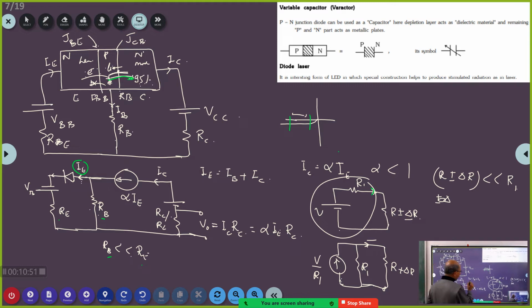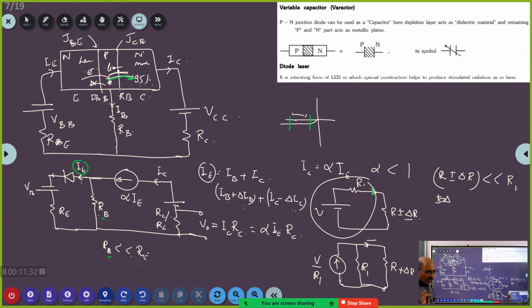Now you see here, if IE is constant, what does that mean? That means if IB now becomes IB plus delta IB, supposing IE is constant, then what should happen to IC? IC minus delta IC. Yes, it should be IC minus delta IC. Got it now? So if this increases, this should decrease. That decrease will be equal to that increase.